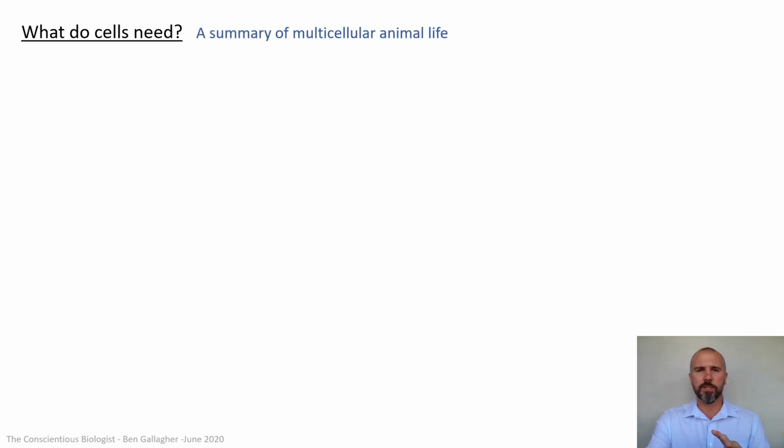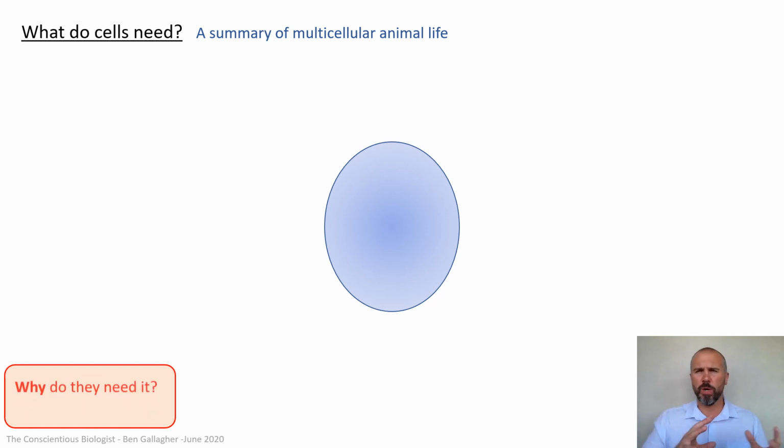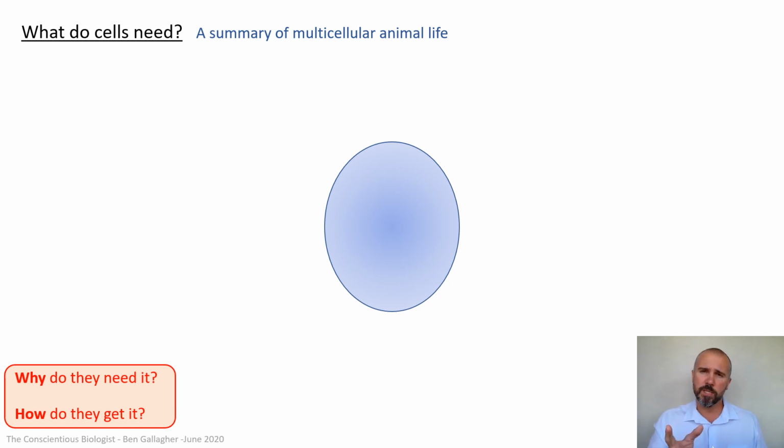So let's think about what cells need. This is a summary of multicellular animal life. So if I throw a cell in the middle there, I'm not going to worry about putting the nucleus and all the other bits in there. Just that blue blob, that's representing a cell. So if we're talking about what do they need, we need to also consider why do they need it and how do they get it.